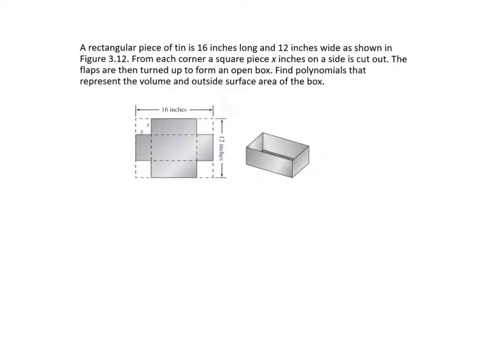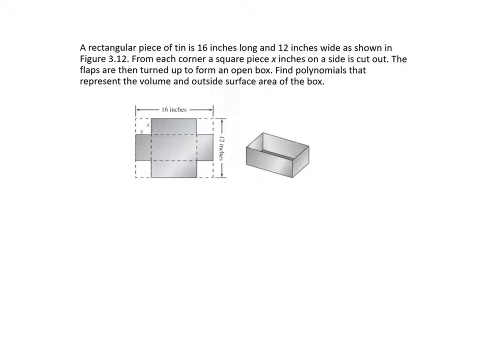This multiplying of polynomials also has a connection to geometry. And so this last example for lesson 3.3, example 4 in our PowerPoint, is going to give us an example of how we can apply this to a geometric setting. So we have a rectangular piece of tin that is 16 inches long by 12 inches wide.